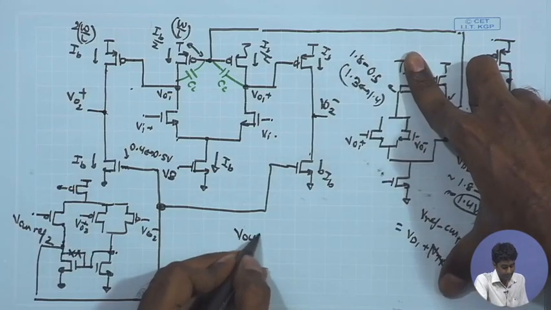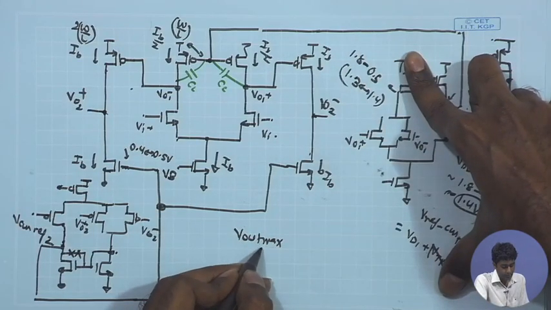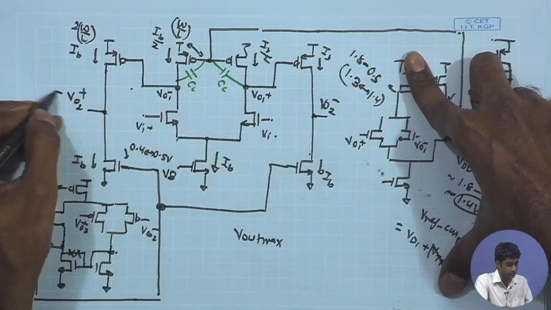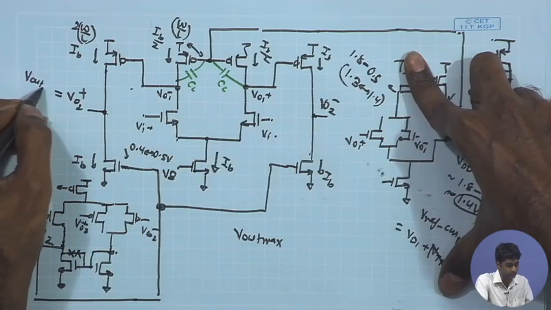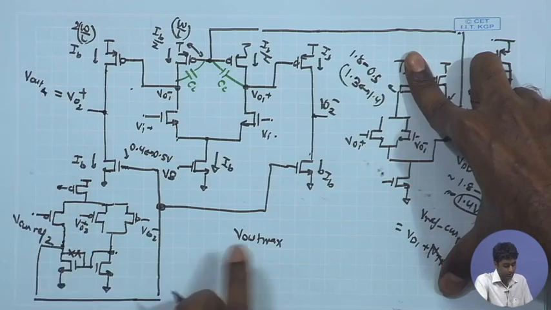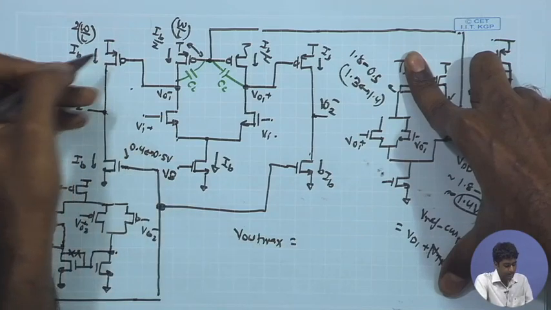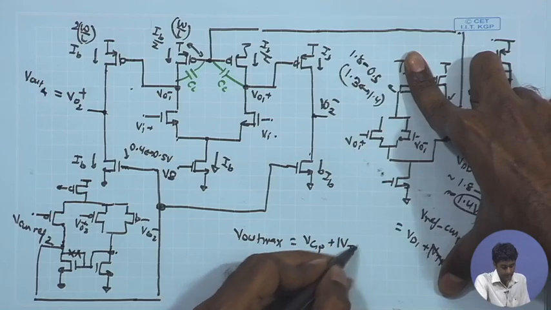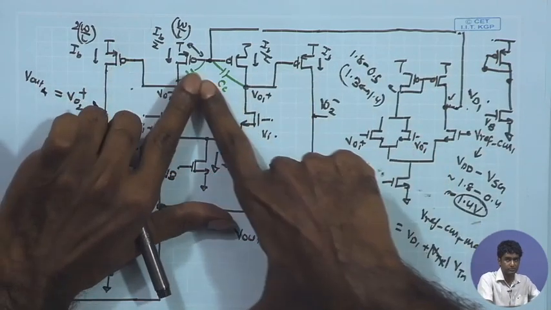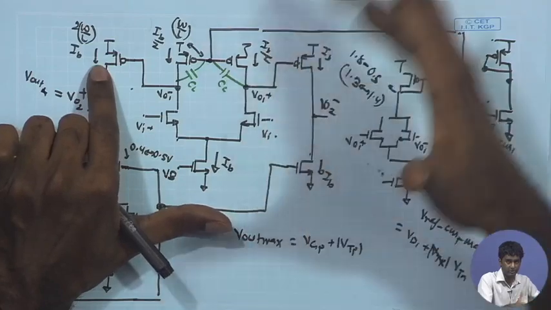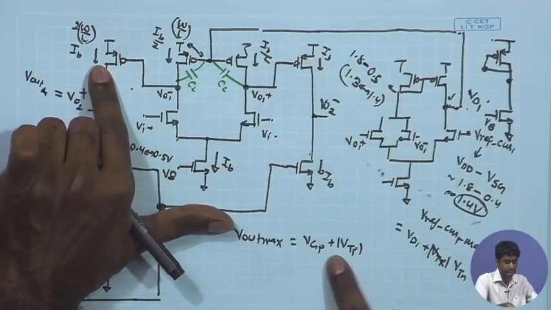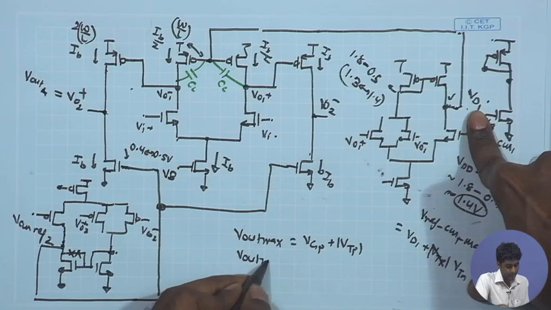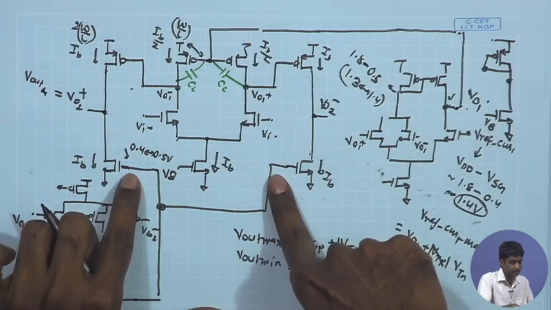So V out max, V out, I should call it VO2 max because I have defined it as VO2. So, just assume that the final V out I am assuming as VO2. So, V out max is going to be VGP plus mod VTP. Now, anyway the gate voltages of these 4 MOSFETs are similar, close. So, I can just write VGP plus mod VTP, and V out min is going to be this VB.